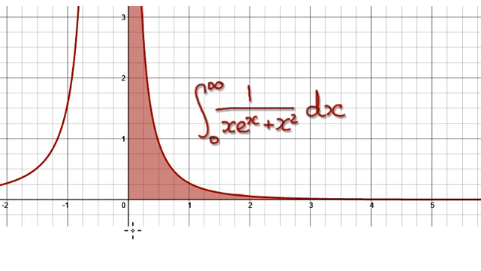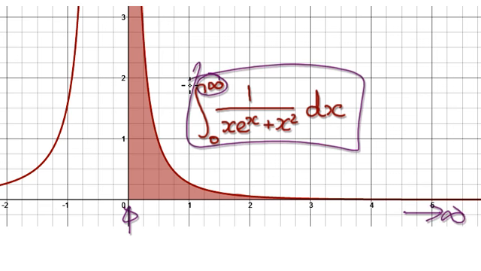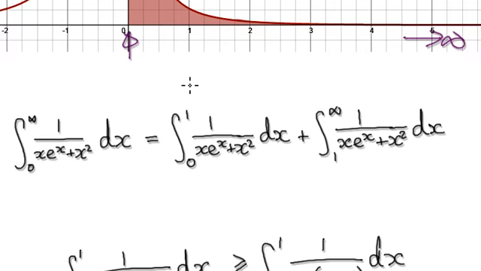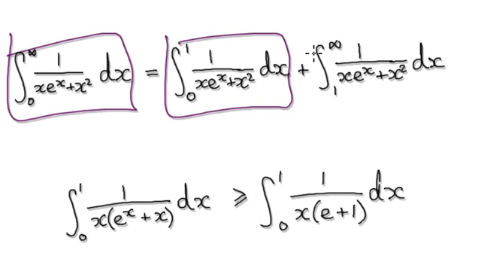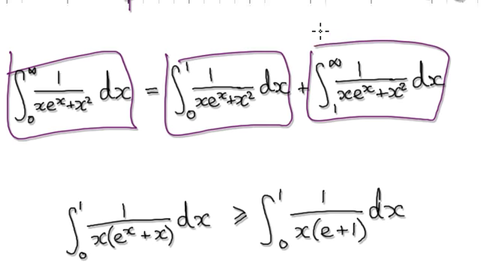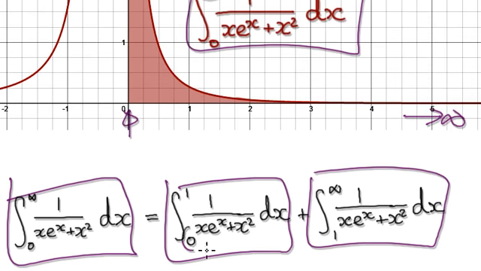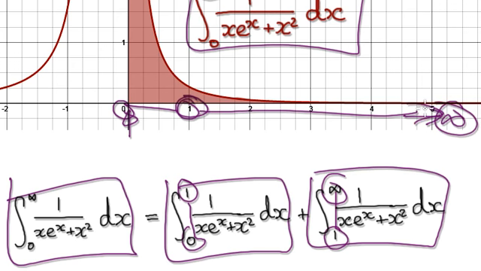Okay, so remember, dead on zero, this whole thing breaks down, and you're going all the way to infinity. So you're going to need to break this up into two separate integrals: one from 0 to 1, and the other from 1 all the way to infinity.